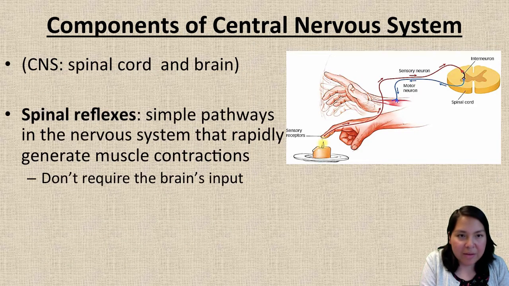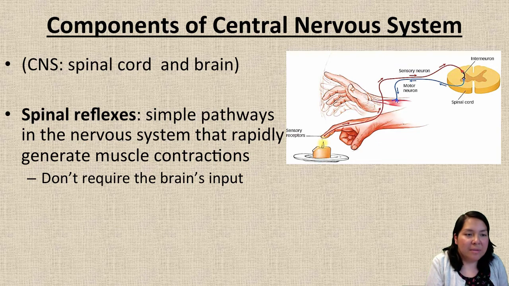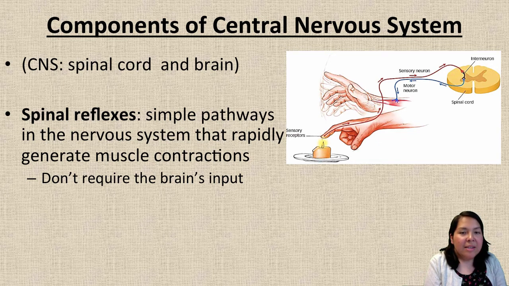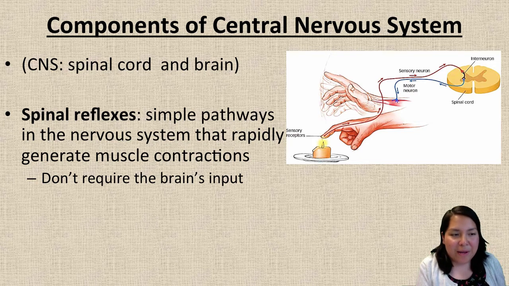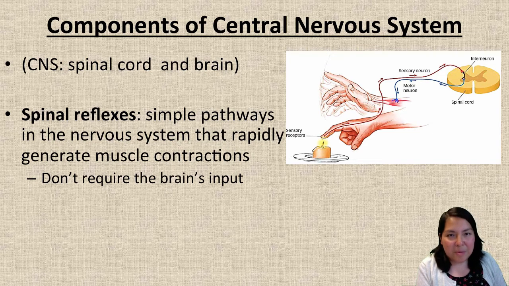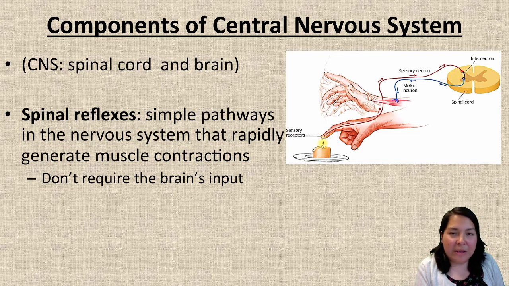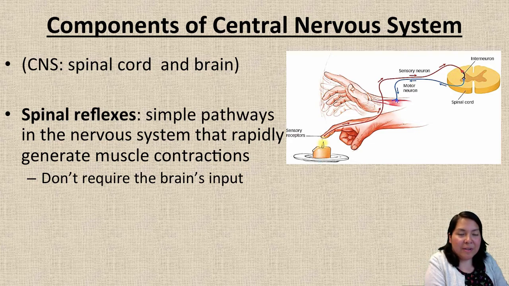So when we look at the components of the central nervous system, what we see is that within the central nervous system, this communication between the spinal cord and brain, we have these spinal reflexes. And so these are just simple pathways in the nervous system that rapidly generate muscle contractions, but they don't require the brain's input.